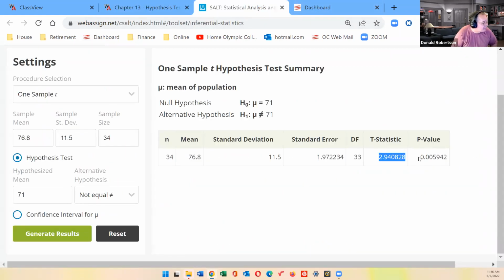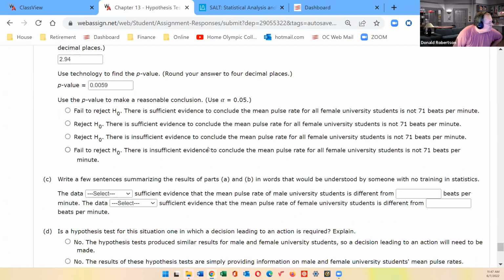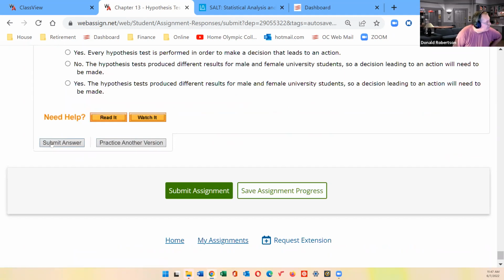And the p-value, which is nice and small, which is what we like to see, goes here. And 2 decimal places, you get 94. And 4 decimal places, 1, 2, 3, 4, you get that guy. Now, this fella is less than 0.05, so we do reject H0, and there is significant evidence. So let me try submitting that one.